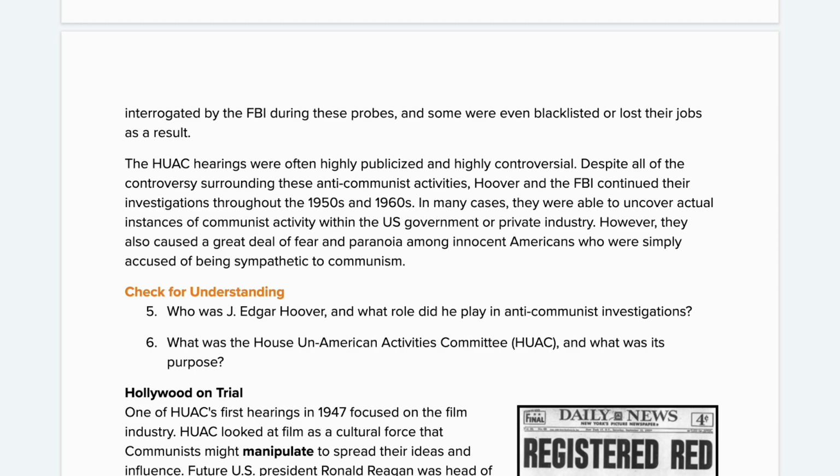Check for understanding. 5. Who was J. Edgar Hoover, and what role did he play in anti-communist investigations? 6. What was the House Un-American Activities Committee, and what was its purpose?